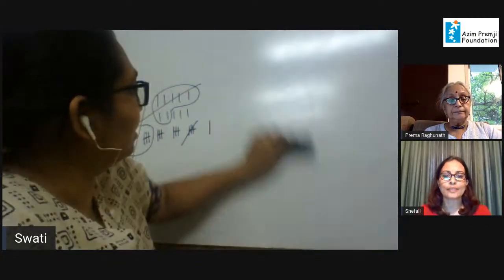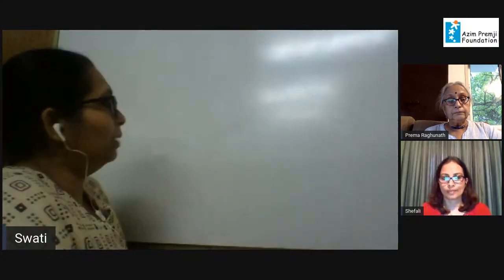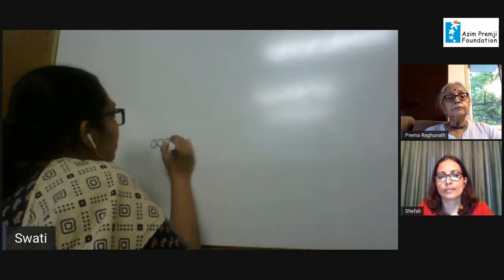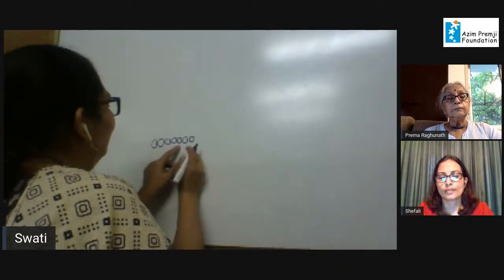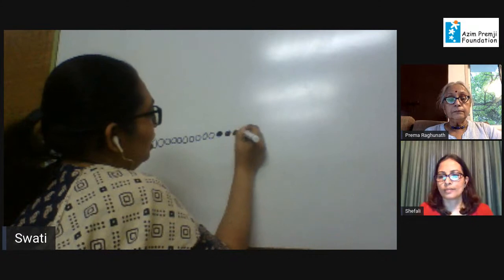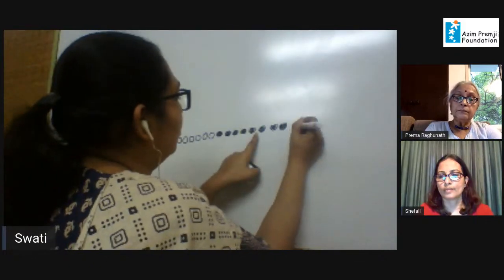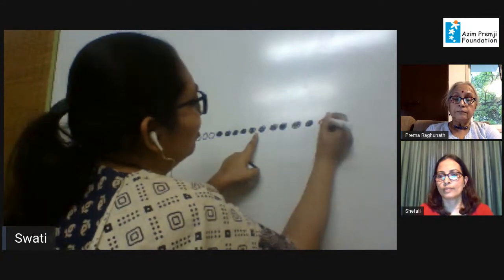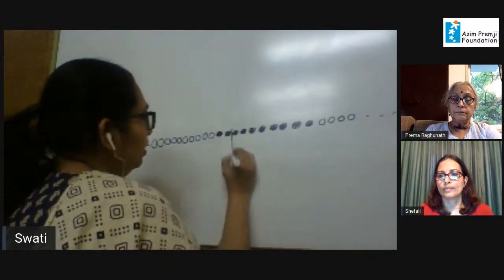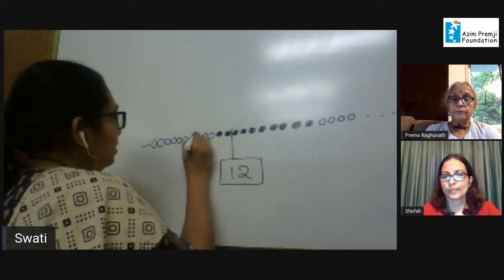Okay, 7 plus something is 12. See, this is where what you can do is you can use something like Ganit Mala, which is basically a string of beads. So 10 beads are in one color and 10 more are in the other color and the pattern alternates. And it goes up. Now in this we need 12. So this is where 12 is. And this is where 7 is.